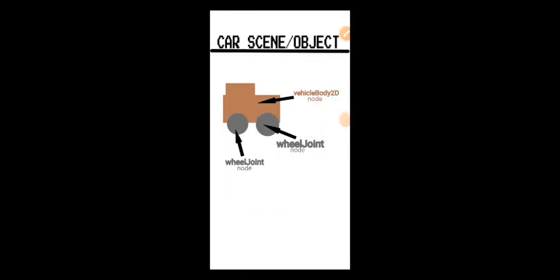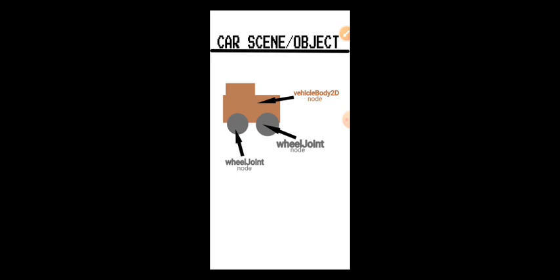Let's see another example. Let's say we have a car scene. We have created a car scene. That car scene can have a vehicle body 2D node and also a wheel joint node and another wheel joint node. And all these things are nodes which make up our car object or car scene. This scene consists of only 3 nodes, which are the vehicle body, the wheel joint, and the other wheel joint. All this is inside that scene.